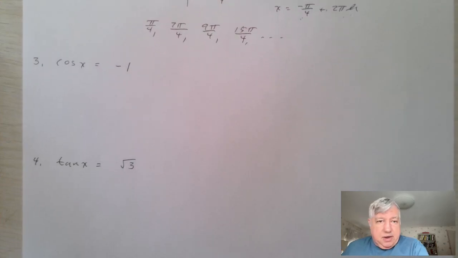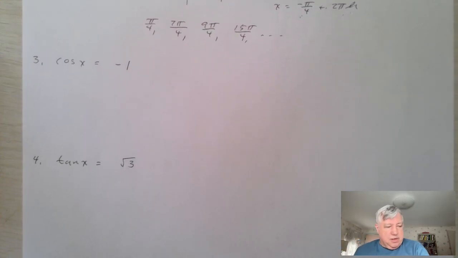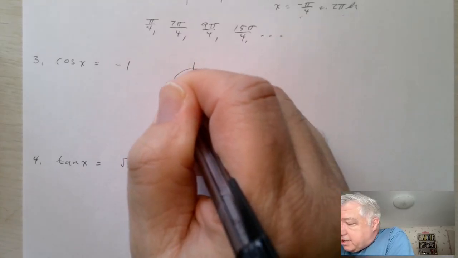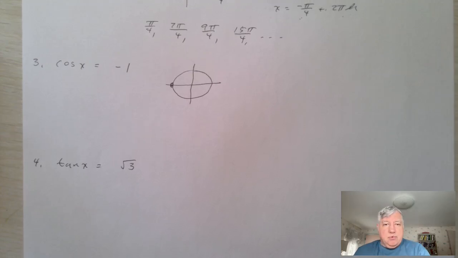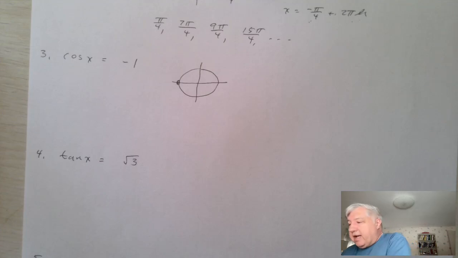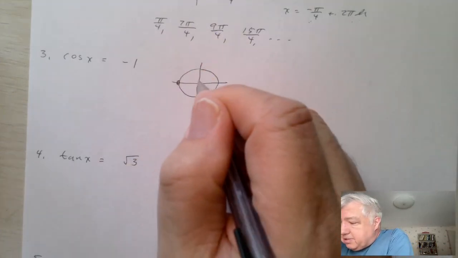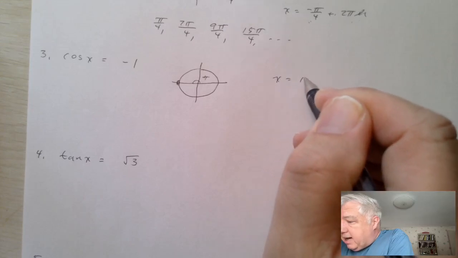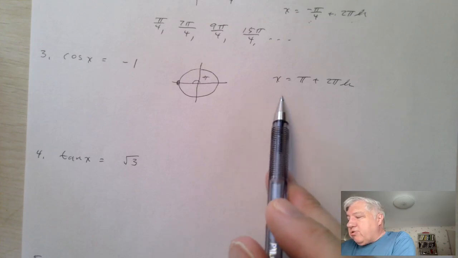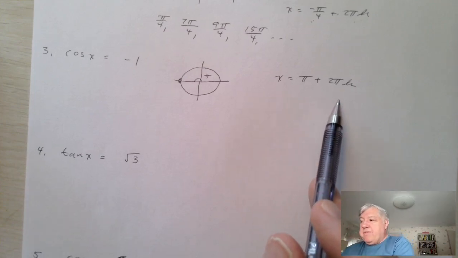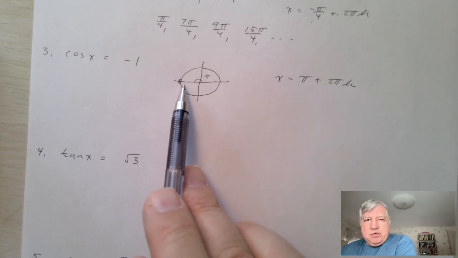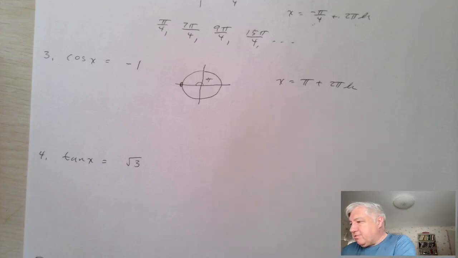When cosine x equals -1, if we recall, there's only one point on the unit circle where the x-coordinate is -1, right? That's right here. That corresponds to pi. So x is going to be pi plus 2 pi k. And then you could also write minus pi plus 2 pi k, but that would be included in here, right? Because the number of points on the circle corresponds to the number of sets of solutions you have here.